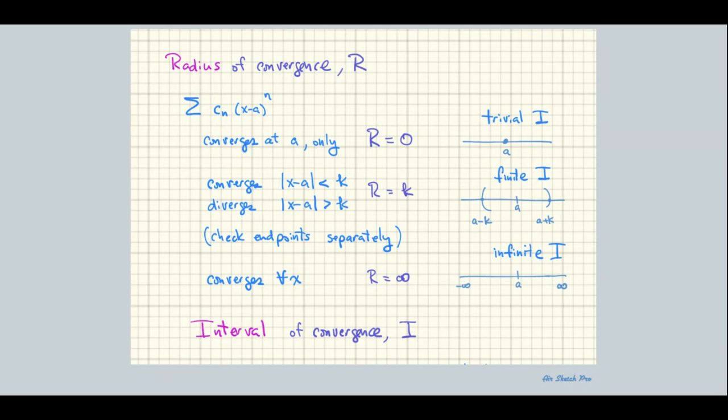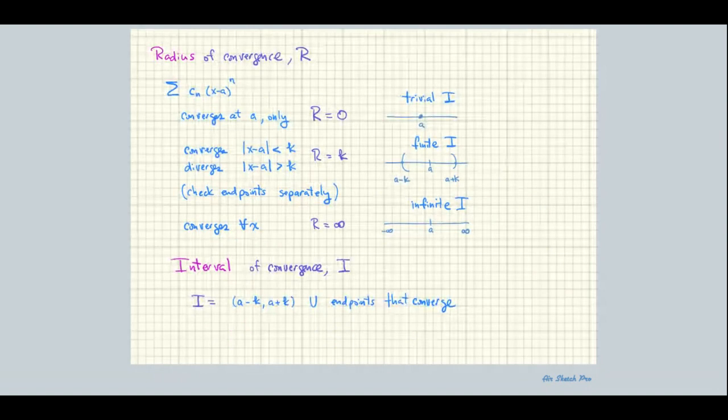So, in general, what we'll be looking at here is that the interval of convergence is going to include this open region between a minus k and a plus k. And then we're going to add in any endpoints that converge. Now, here's the fun thing. You heard me say geometric. Almost always when we're checking for convergence in here, we're going to use the ratio test on these power series. That's why I told you in the last lecture that the ratio test was most important.